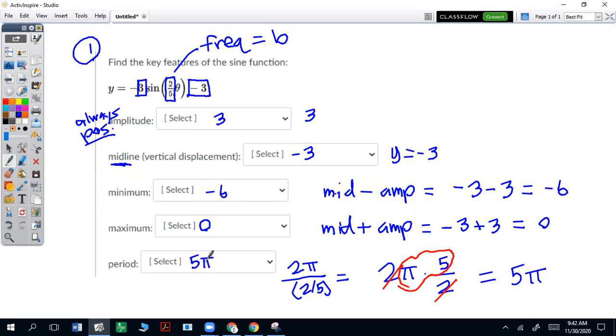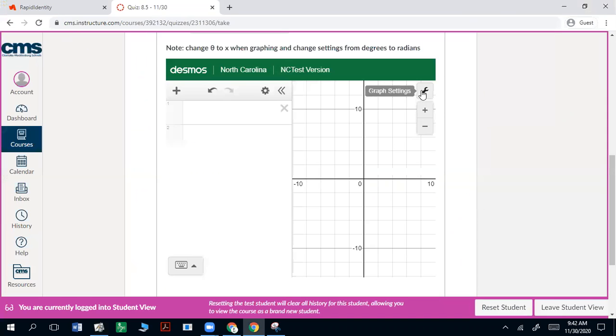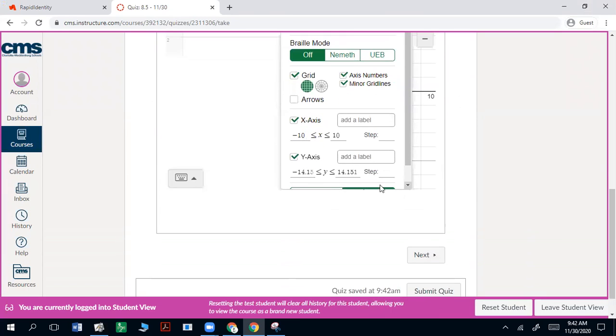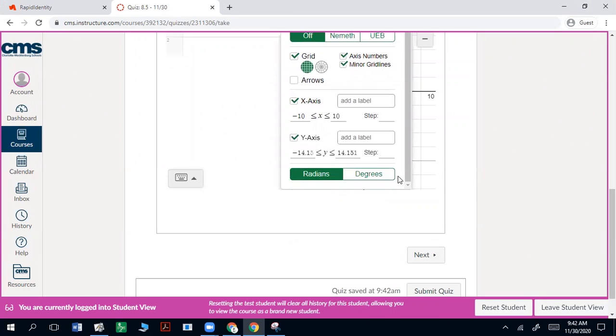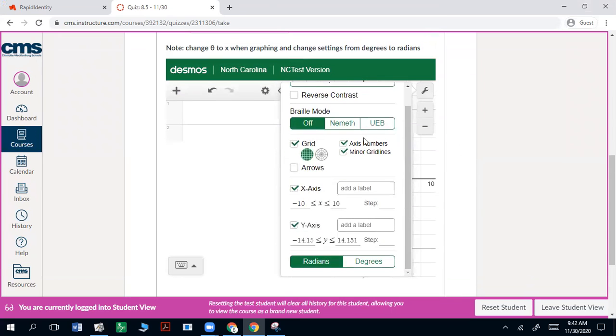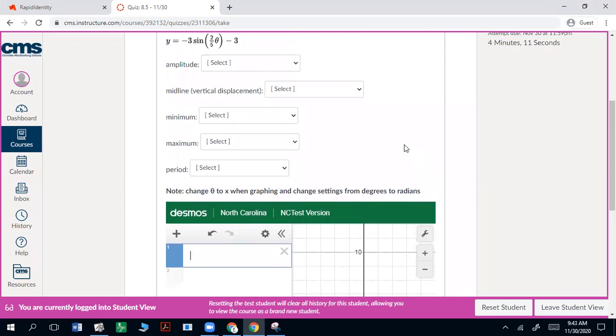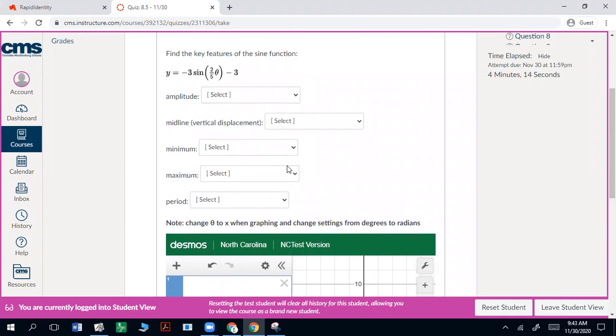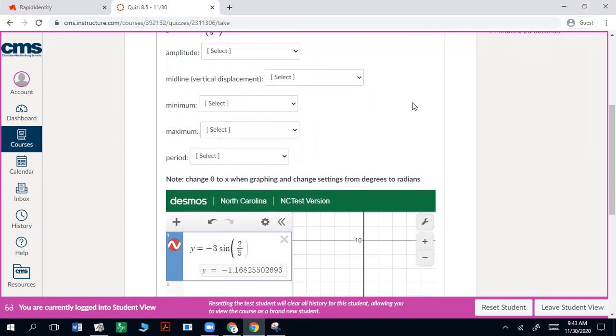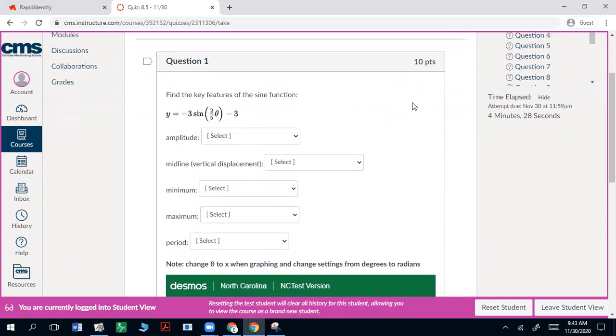Now let me show you how to do it on the graph. So on the graph, click the wrench settings, change them to radians. Graph the function, y equals -3, sin, parentheses, 2/5. Right arrow. Now you don't have this symbol, so you say X. Close it up. And then at the end it says -3.